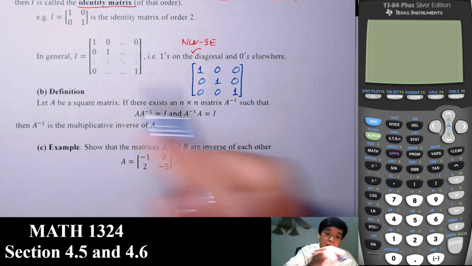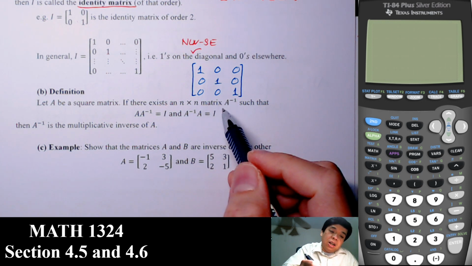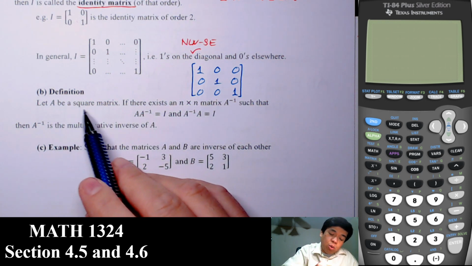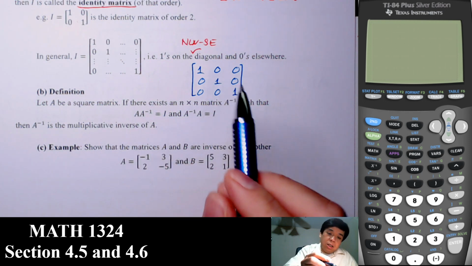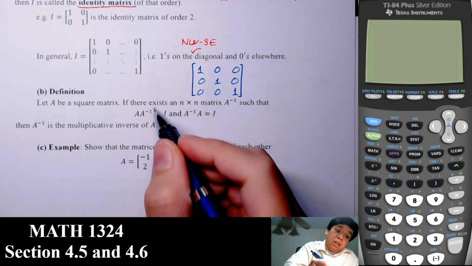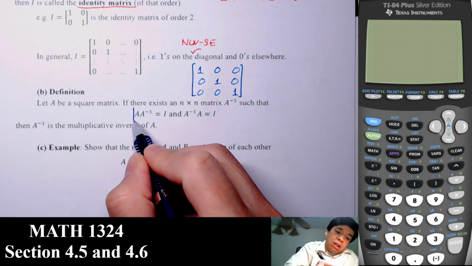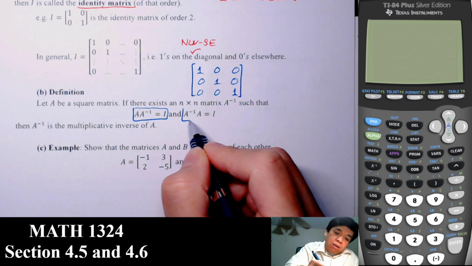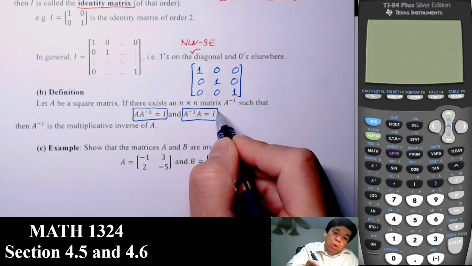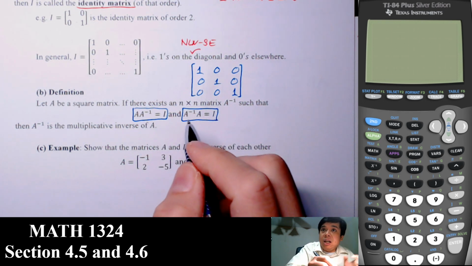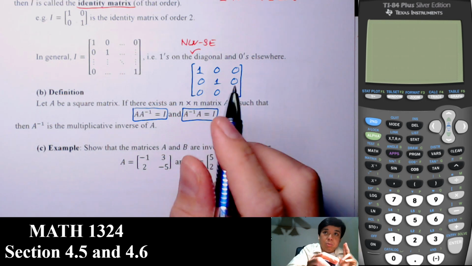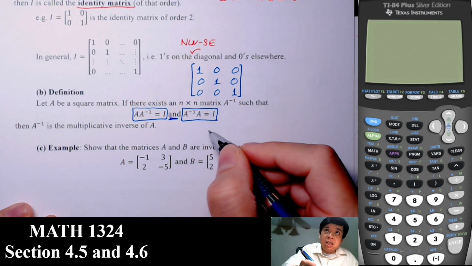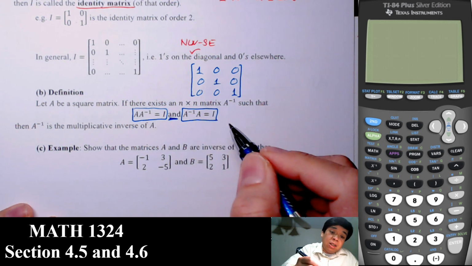After we define the identity matrix, we can define the inverse of a matrix. If there's a square matrix A, its inverse satisfies that A times A inverse is equal to identity, and A inverse times A is equal to identity. The product has to equal identity both ways. If that is the case, then they are inverses of each other.